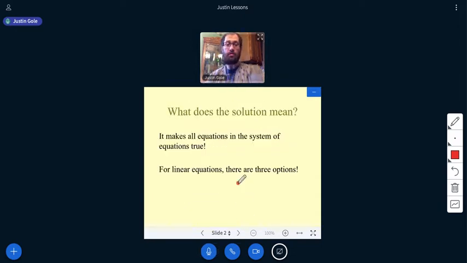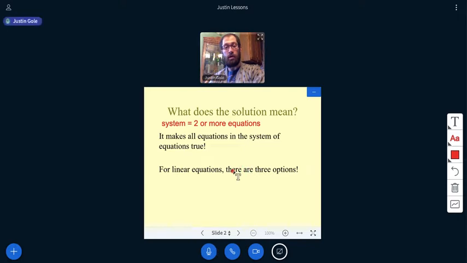But what does the solution mean exactly? So the solution to a system, again, a system of equations, we should remember. We learned this last week. We learned this in school in January. A system of equations, system equals two or more equations. And a solution makes all the equations true.